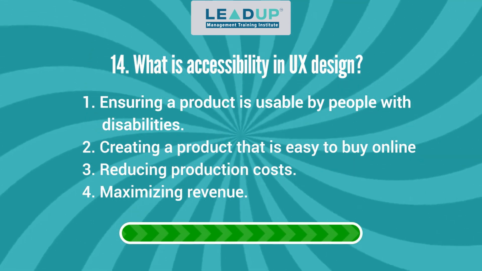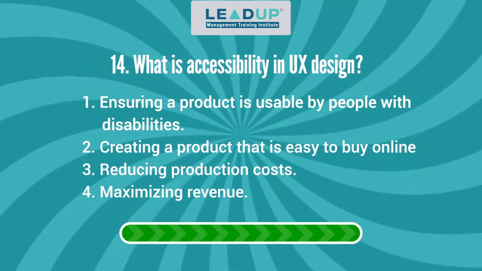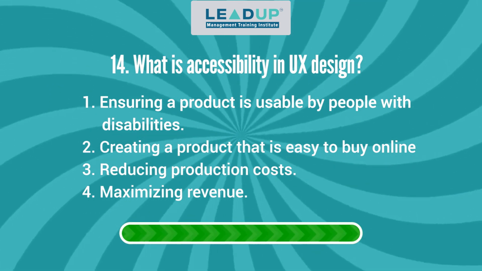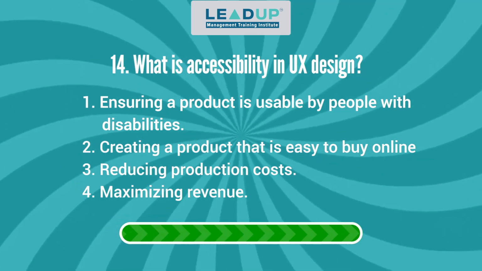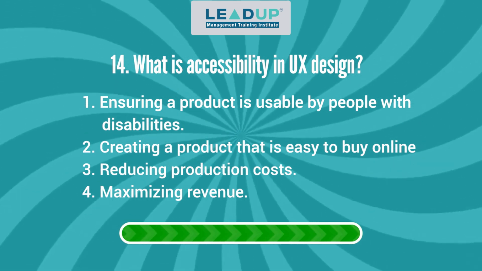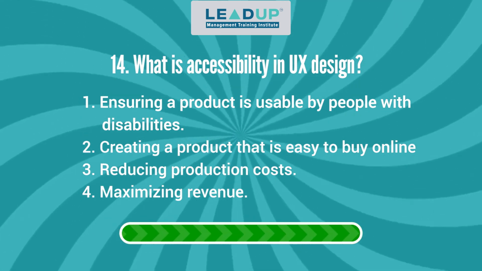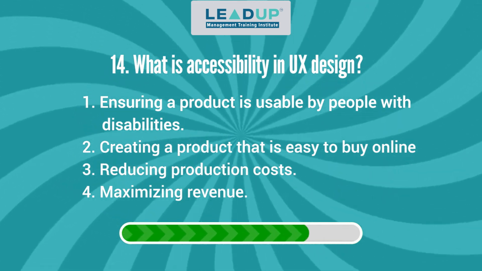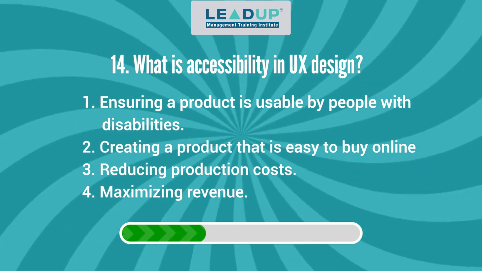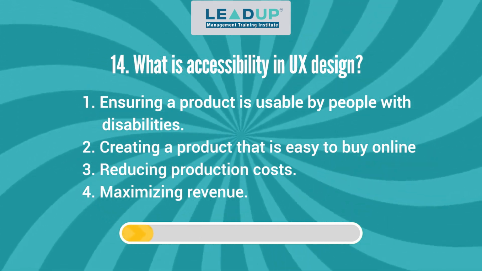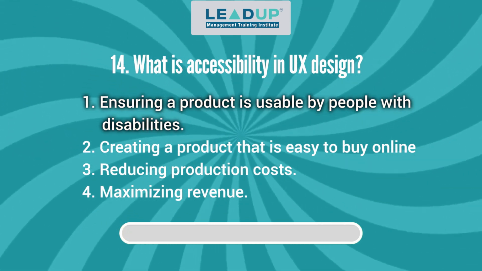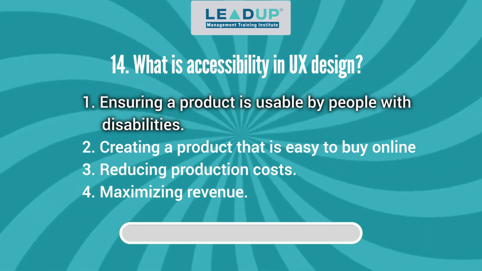14. What is accessibility in UX design? 1. Ensuring a product is usable by people with disabilities. 2. Creating a product that is easy to buy online. 3. Reducing production costs. 4. Maximizing revenue. Answer: ensuring a product is usable by people with disabilities.